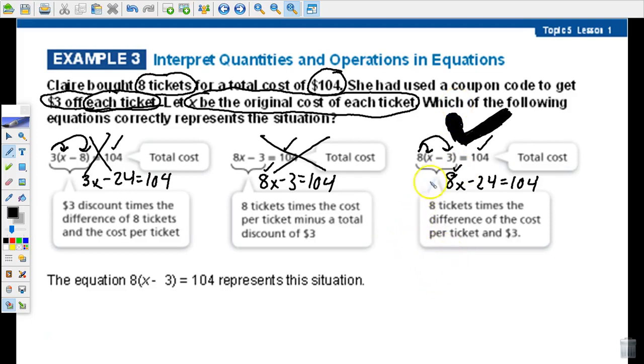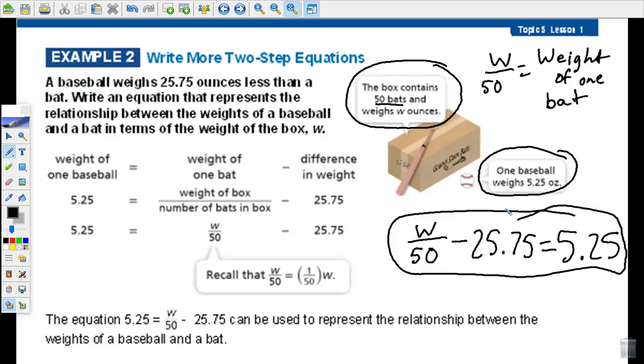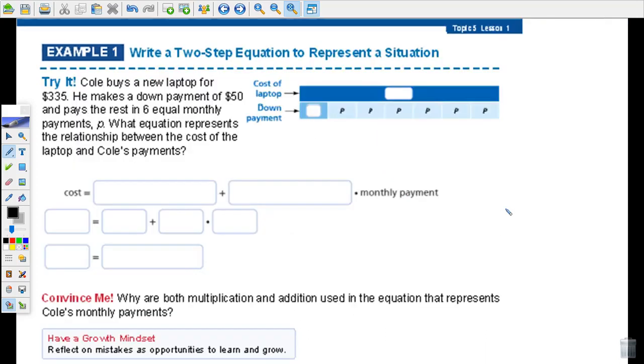Okay. So this 8 is multiplying by the x, 8 tickets. X is the original cost of each ticket. Then this 8 is multiplying by this $3 off each ticket. Okay? So it's all good. Now let's go back to example 1, try it. All right? Pause it.